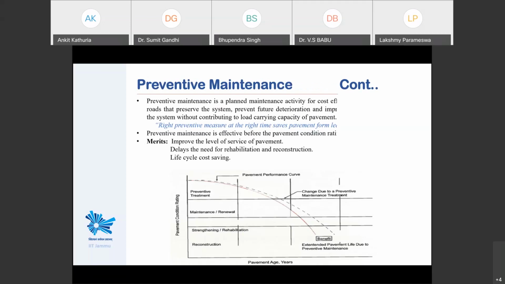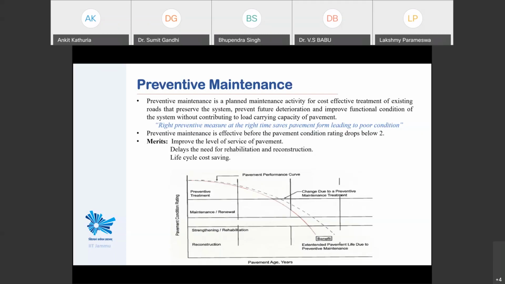Two other important parts of this code were preventive maintenance and periodic maintenance. In preventive maintenance, in one blue line, I have clearly written that the right preventive measure at the right time saves the pavement from leading to poor condition. This is very well explained with the graph below, wherein the x-axis is the pavement age and the y-axis is the pavement condition rating.